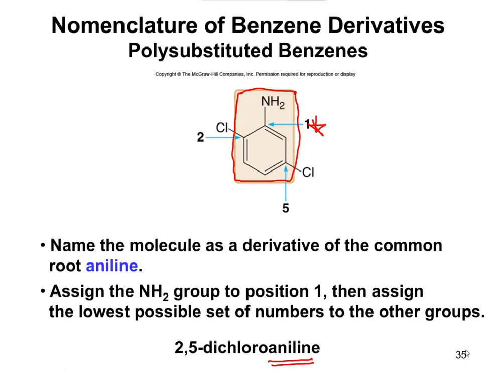So then you have to go around the ring and still you want to give it the lowest possible number. So in this case, we're going to go counterclockwise to get the numbers 2 and 5, because if we were to go clockwise, we would end up with 3 and 6. So 2 plus 5 is 7, 3 plus 6 is 9. We want the lowest possible number. So in this case, we would have 2,5-dichloroaniline as our final name.